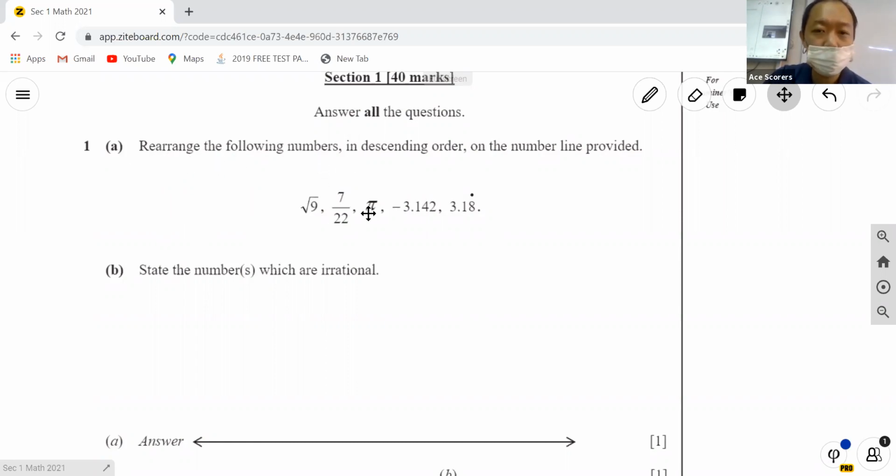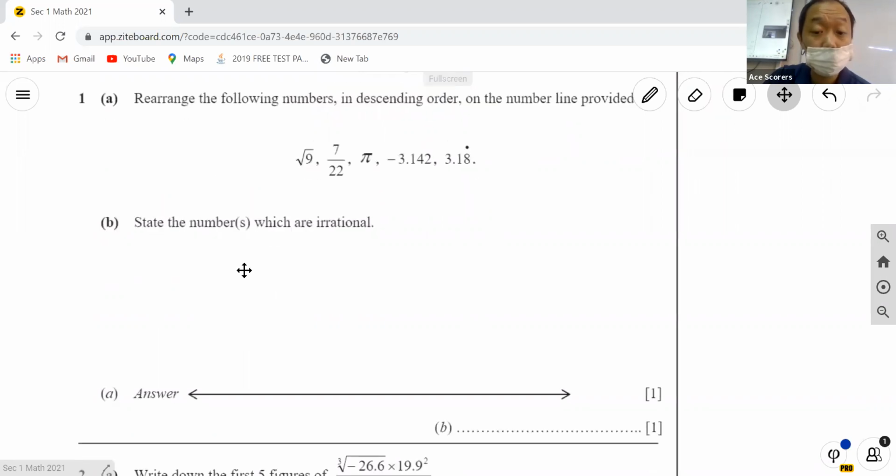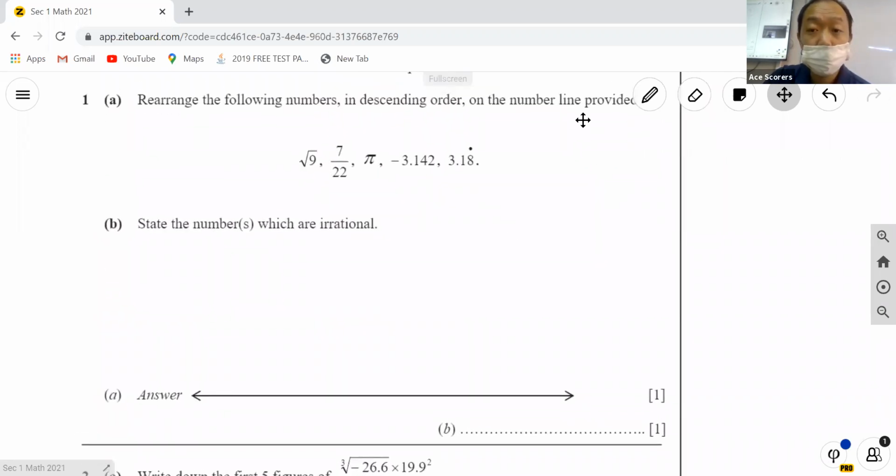Rearrange your points in descending order on the number line. Can you tell us what's your descending order? Descending means big to small. Okay, which one is bigger? Good. All right, so we will put here. Sorry, 3.1 recurring is here. So 3.1 is with a dot. On the number line, right side means biggest, left side means smallest.